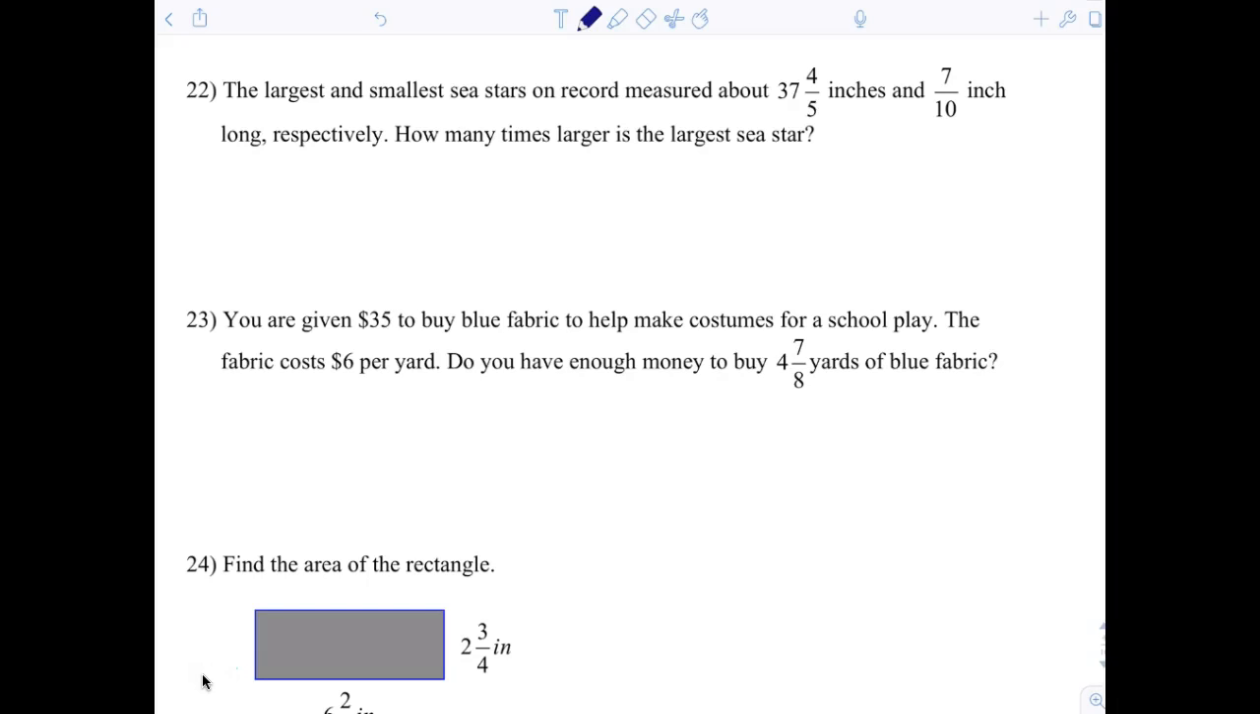Okay, now this one is a hard one for kids. This is a hard one. Very hard. So what am I going to do? Listen, because you're wanting to know how many times greater, to figure that out, you have to do what? Divide them. All right? That's a tricky one.